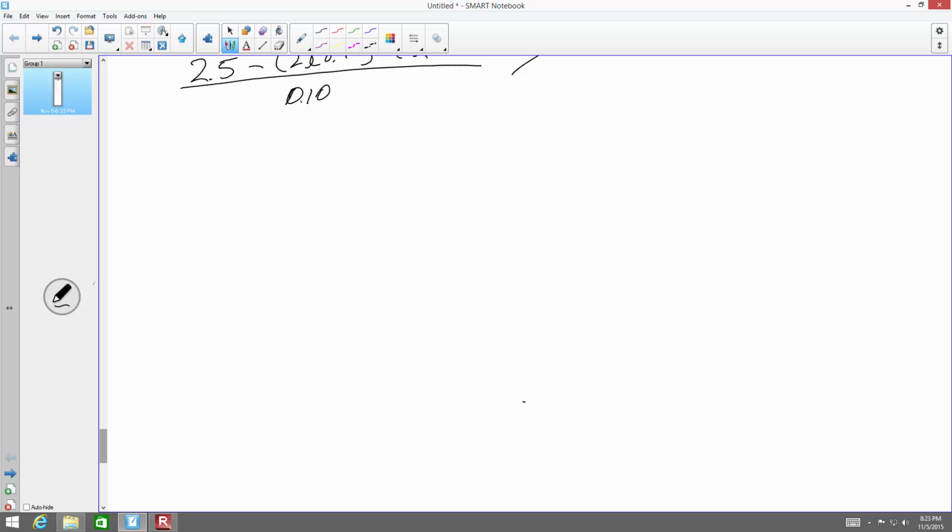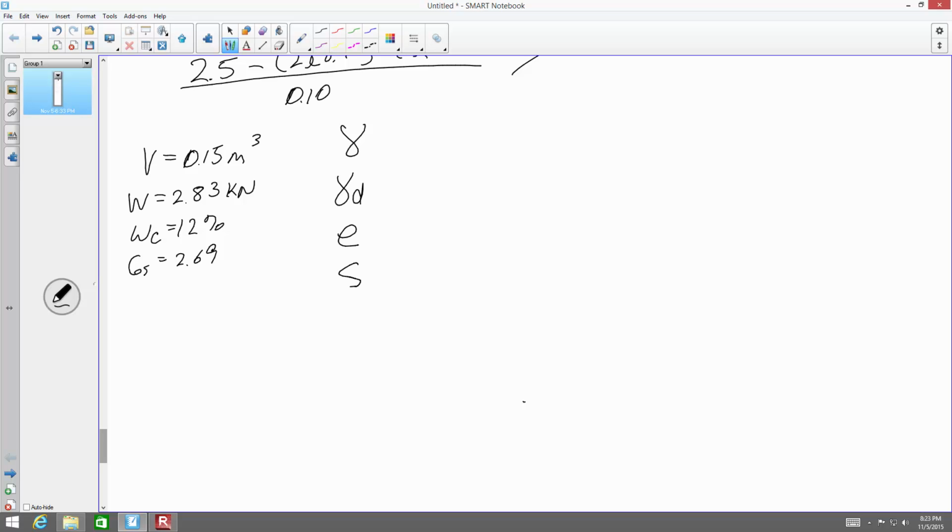All right, a moist soil specimen has a volume of 0.15 meters cubed and weighs 2.83 kilonewtons. Moisture content was determined to be 12%, and the specific gravity was 2.69. What they want to know is what's gamma, what's gamma D, what's E, and what's S.